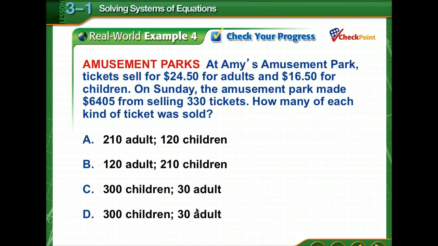Okay, time to check your progress. So pause the video, read through the problem, and come back and check your answer. Very good. 120 adults to 10 children. So did you go 2450x plus 1650y equals 6,405, and x plus y equals 330, and then solve for one of the variables here and substitute in? Good job.